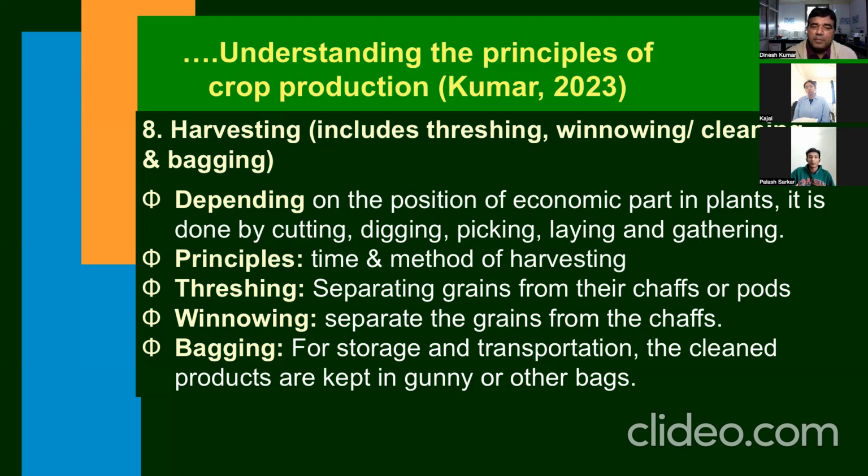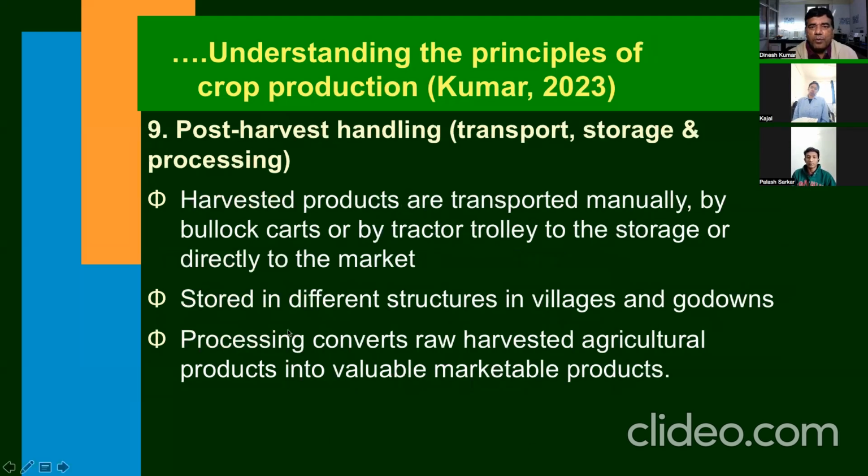There are principles of deciding the time of harvesting and method of harvesting. Threshing, separating grains from their chaffs or pods. Winnowing means separating the grains from the chaff. Cleaning. Bagging. Post-harvest handling means transport, storage, and processing, etc. is also important. As I told you, this is also part of crop production.